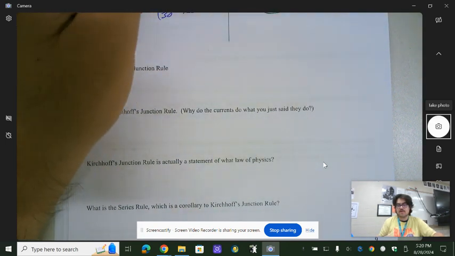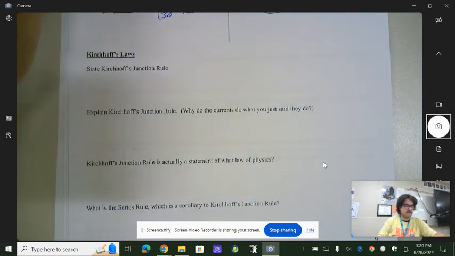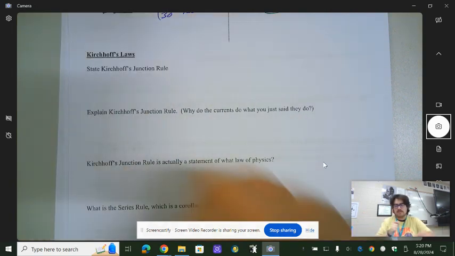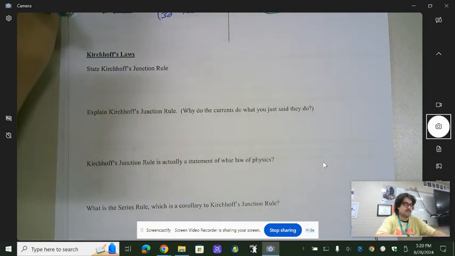All right, Kirchhoff's laws. We're going to talk about Kirchhoff's laws really quickly. A couple of these rules are really important for you to understand because they are followed in pretty much every circuit we look at.